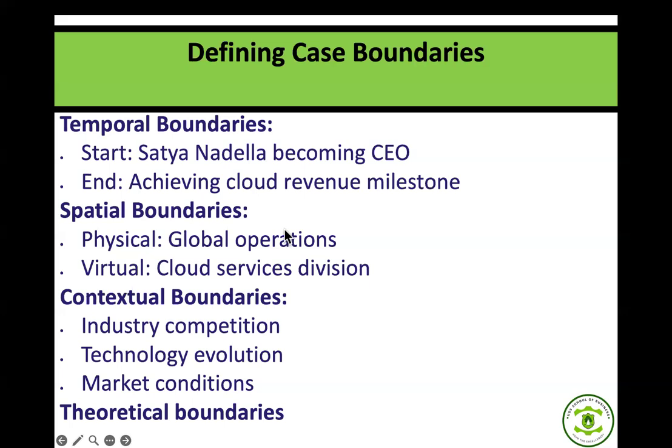So every case will have a start and an end when we are talking about temporal boundaries. But when we are talking about spatial boundaries, we will look at it in the context of what? Physical realm and what? Virtual. And then we also have contextual boundaries where we can look at it in terms of either industries, maybe a technology evolution or a market condition. And then the last one is the theoretical boundaries.